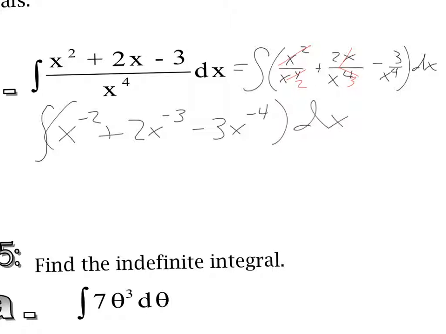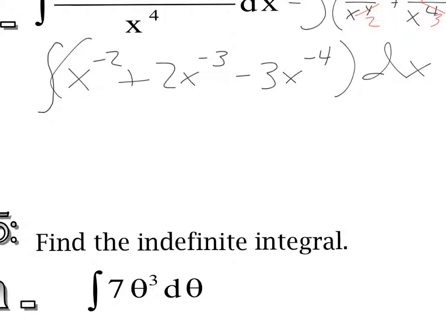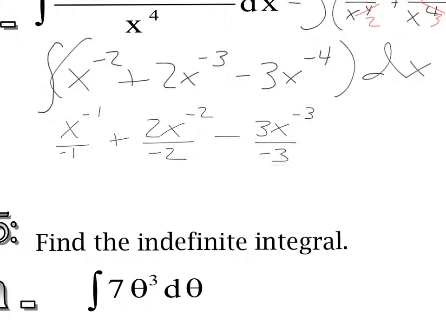All right. Well, we can take the antiderivative of this relatively easily. Add 1 to negative 2. You end up with negative 1 divided by negative 1, plus 2x instead of negative 3. It now becomes negative 2 divided by negative 2, minus 3x instead of negative 4, now becomes negative 3 divided by negative 3, and of course plus some C.